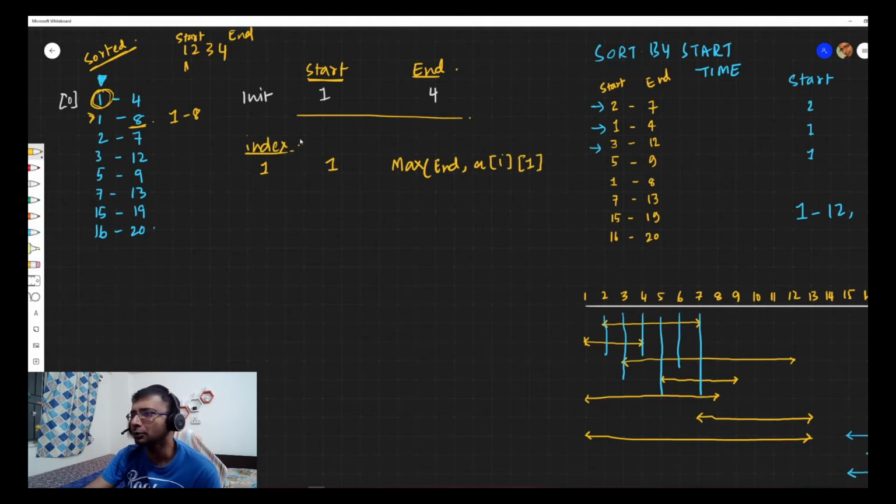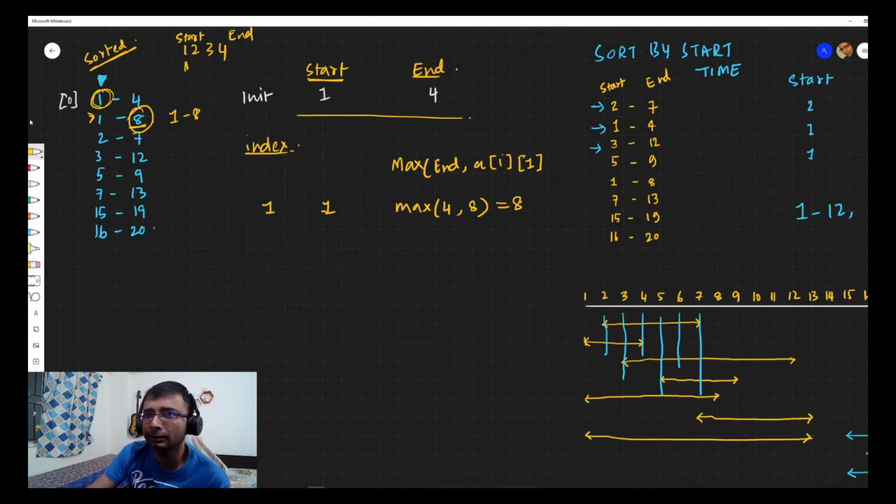So let me just erase this and write it below. This is the formula. Okay, so what I'll have is 1, and this is also 1. So here what I did is a max between my current end, which is 4, and the new one, which is 8. So I put 4 and 8 over here and my result is 8. So my start and end is now at 1 and 8. Similarly, moving on to the next index, we get a value of 2, and my start and end is at 1 and 8.